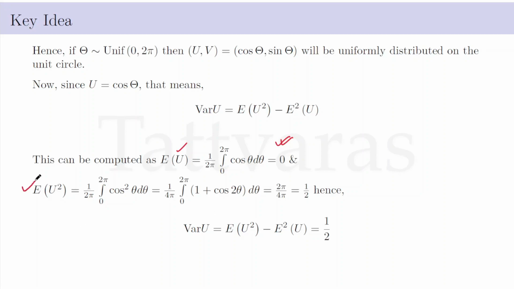And similarly, you can find the expectation of u squared. That will come out to be half. And that is exactly the value of the variance of u. Okay, so this is the end of the problem. Wasn't it very simple, right? So the answer should be B.